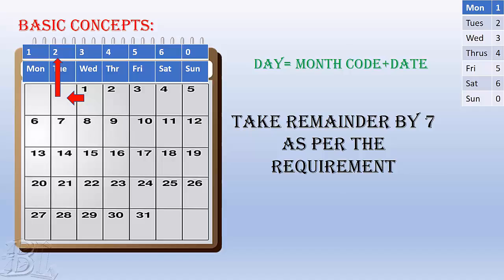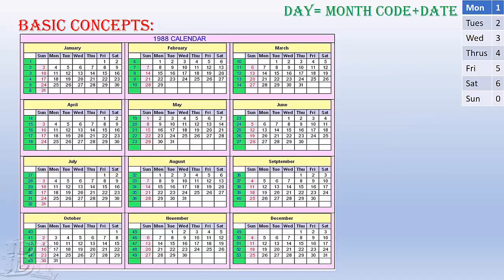The same concept is applied for whole year, say year of 1988 AD. If you know the month code for all the months, then you can easily find the day for any date of that year. So, we extract all the month codes for each month for the year 1988 as shown, and then we can find day of any date for that year. But the question is, how to do it for other years?